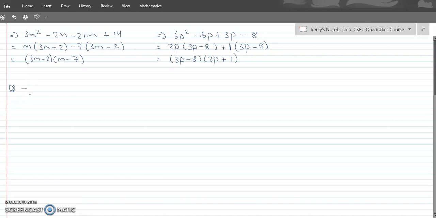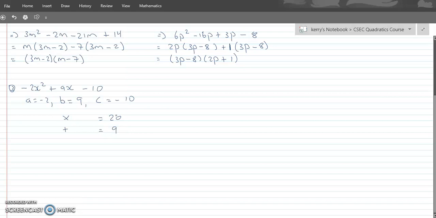Right, let's go again. Now let's step it up a little bit. Let's go with negative 2x squared plus 9x minus 10. Good. So let's see about this one now. A is negative 2, B is 9, and C is negative 10. We are looking for two numbers that when multiplied give us negative 2 by negative 10, which is positive 20, and when added give us 9.